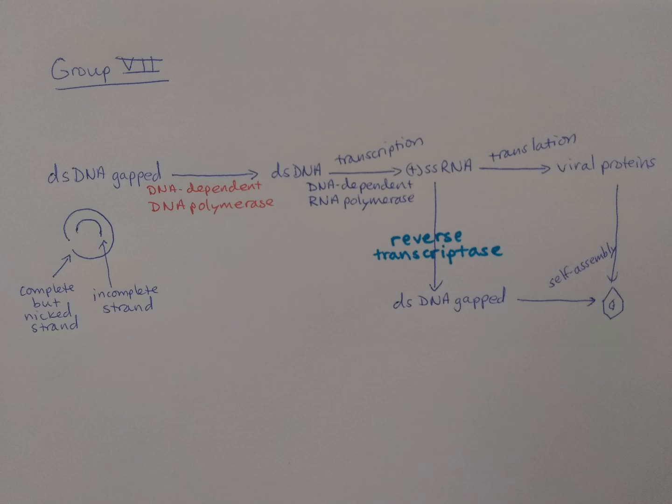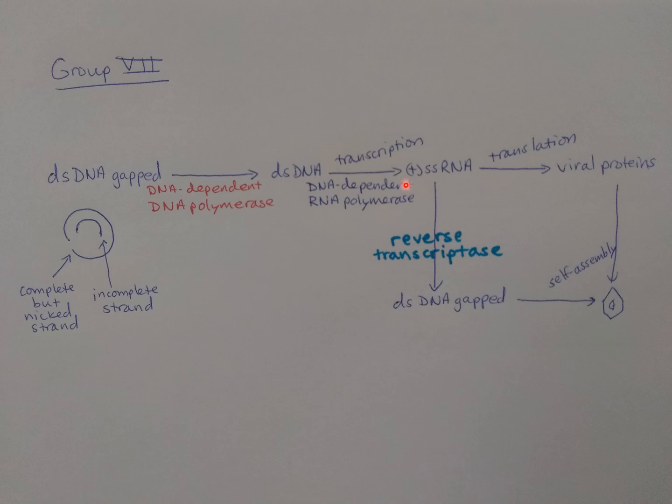So to fix the DNA, we need to make more DNA, so we're going to use a DNA polymerase. And it's DNA dependent because we're depending on the DNA to give us the instructions to complete the double-stranded DNA. And then once we have the double-stranded DNA, we just need to make more viral proteins and more of the viral nucleic acids. So the double-stranded DNA, we can transcribe that, make the plus single-stranded RNA, our viral messenger RNA, and we're going to use a DNA-dependent RNA polymerase to make the viral messenger RNA, which can then be translated by the ribosomes, made into the viral proteins, and that'll make the capsid.